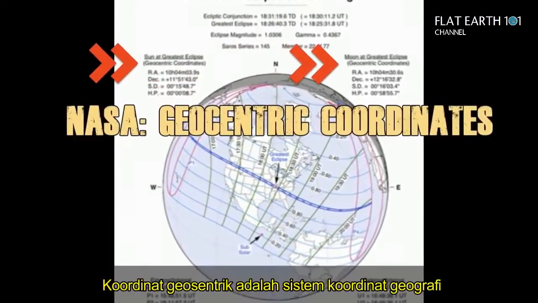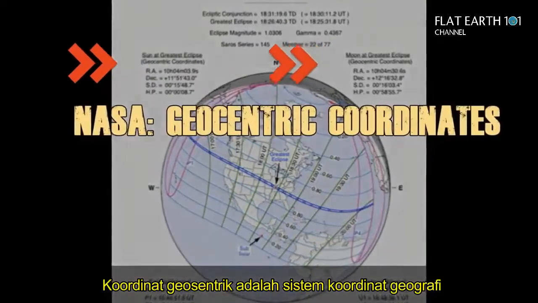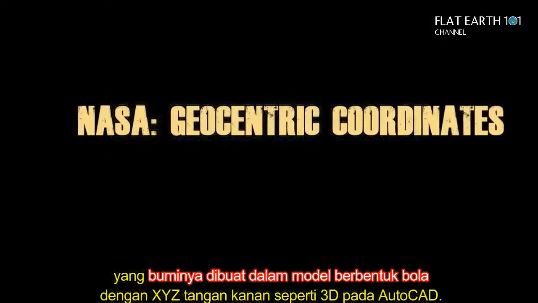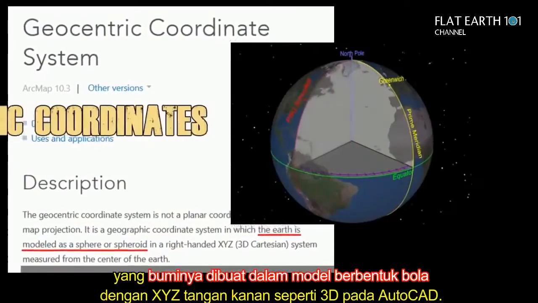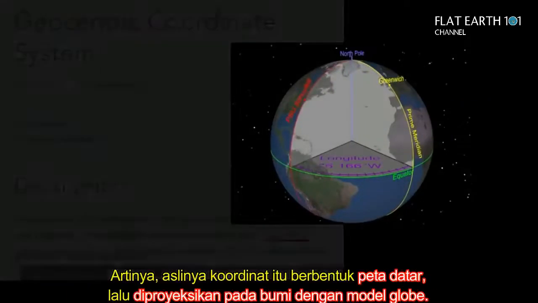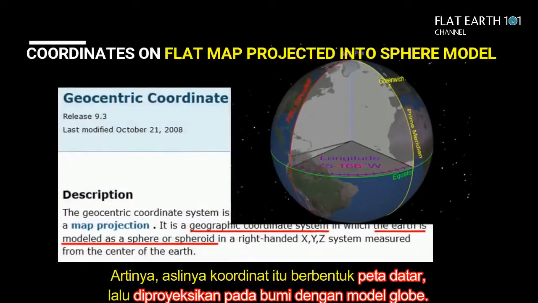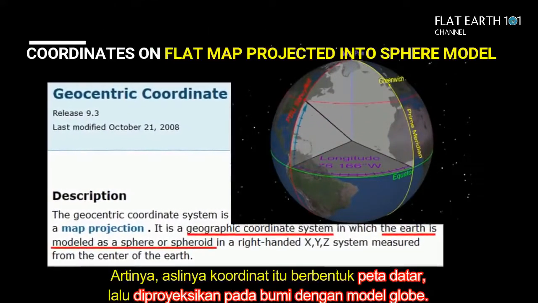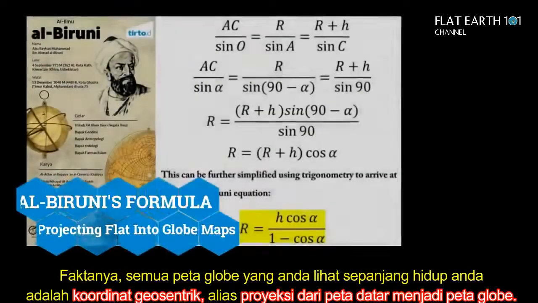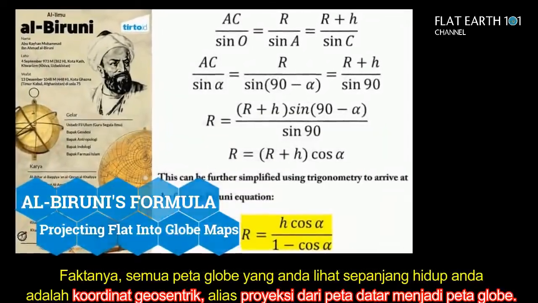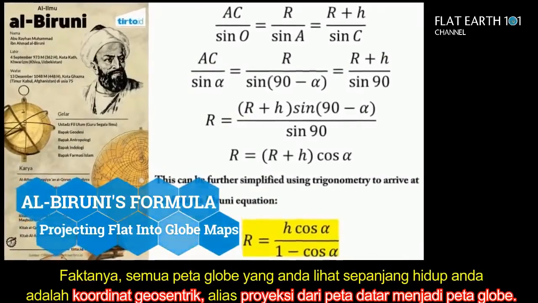What does it mean? Geocentric coordinate is a geographic coordinate system in which the Earth is modeled as a sphere or spheroid in right-handed XYZ, like 3D in AutoCAD. That means originally the coordinate is on a flat map, then projected onto the Earth globe model. In fact, all globe maps that you've seen in your entire life are a geocentric coordinate, or a projection from a flat map to a globe map.